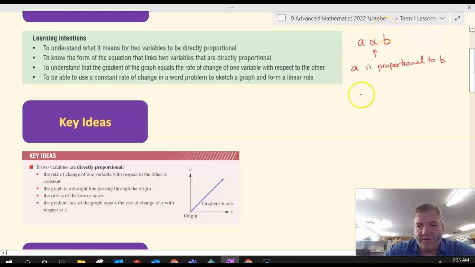If they say inversely proportional, which we won't do, but just a heads up, if I wrote 1 over B, that's the multiplicative inverse of B. The opposite of multiplying by B is to multiply by 1 over B. That would be inversely proportional.